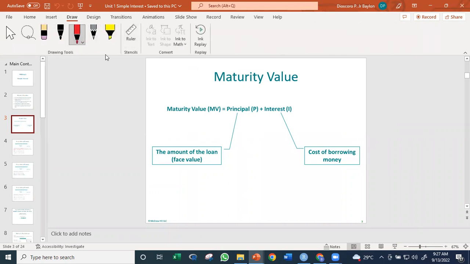Okay, so very quick review. In order to compute for the maturity value, we just add the principal and the interest. And the interest is simply your principal times your rate times your time. Okay, so we looked at this last time.